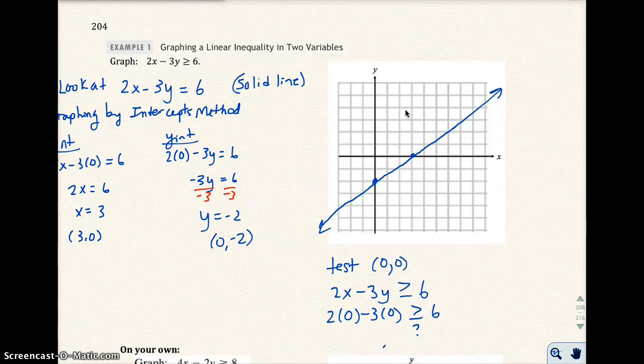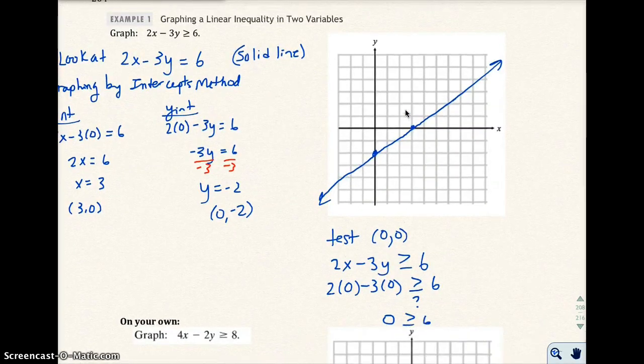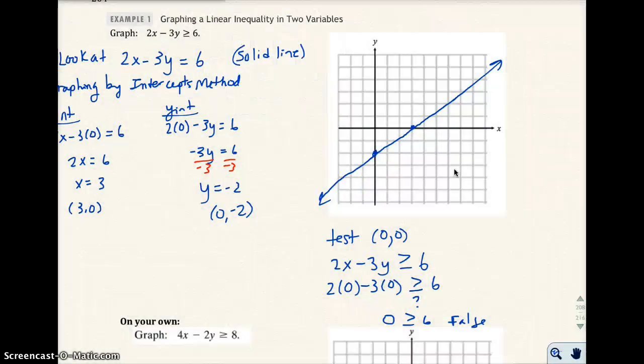So I get 0 is greater than or equal to 6, and that's false, right? So that means wherever this point is, I don't want to shade this region. I want to shade this down here. So I'm going to go ahead and pull my paintbrush out here. You have your pencil, or if you have a marker, whatever you want to do there. I'm going to shade in this region right here.